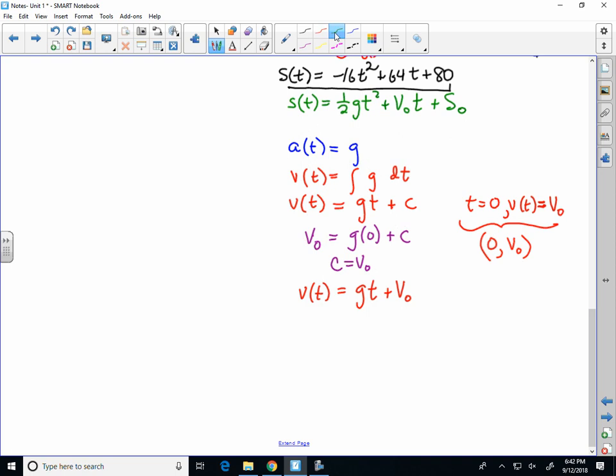So S of t would be equal to the integral of gt plus VO dt, which would be, this is where we're getting the 1/2 gt squared plus VO times t plus c.